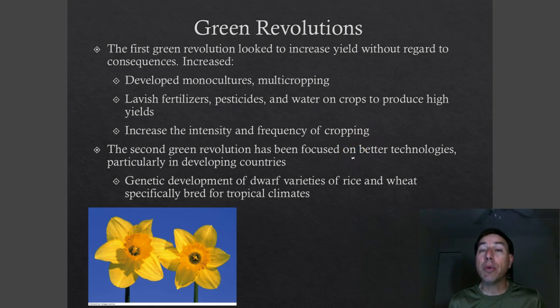Right now we're going through the second green revolution. The second green revolution is basically focused on using technologies for better farming. So the use of GPS to be more efficient in your planting, for example. A lot of those large farm tractors now are run totally by GPS systems that can be very efficient in planting your field to get the highest yield out of it. Other things happen with genetic development, where we can now take genes from one organism and splice them into another organism to increase our yields.